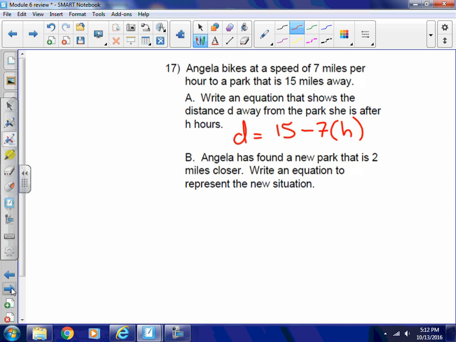In part B, Angela has found a new park that's 2 miles closer. Write an equation to represent the new situation. What we are changing is our y-intercept. It's 2 miles closer, so now our distance starts at 13 miles away from the park. We haven't been told that she's going any faster, so she's still traveling 7 miles per hour. And that's the difference.